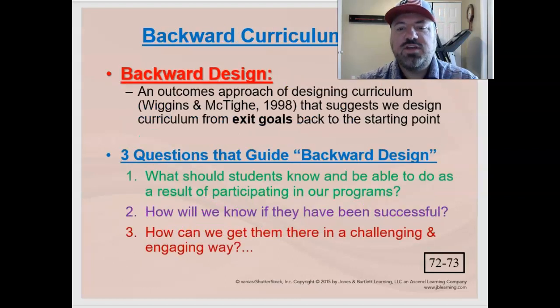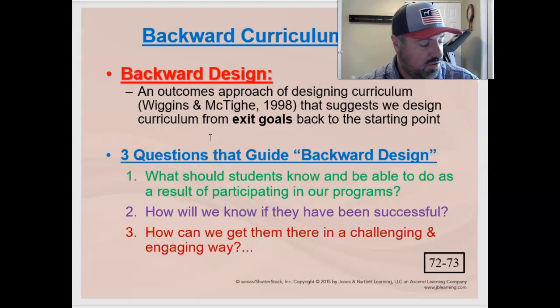So next, you've heard this several times, but let's get a review on backward design, especially as we talk about curriculum. All right, Wiggins and McTighe are the experts on this. They've written several books and articles and things like that. But here's a quote from Wiggins and McTighe in 1998. An outcomes approach of designing curriculum that suggests we design curriculum from the exit goals back to the starting point. So that's basically their definition of backward design.